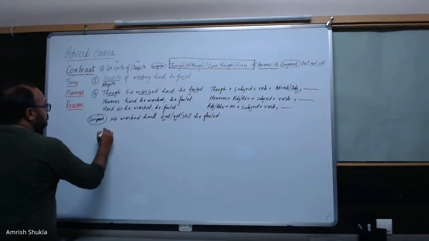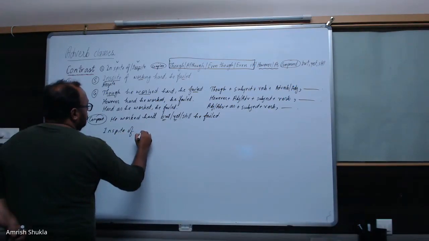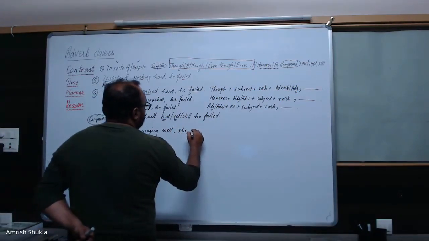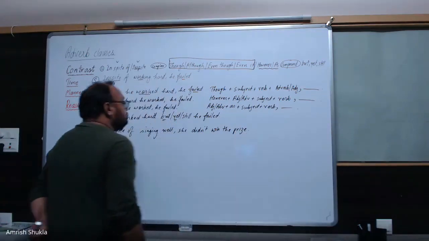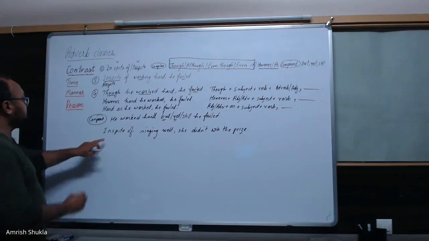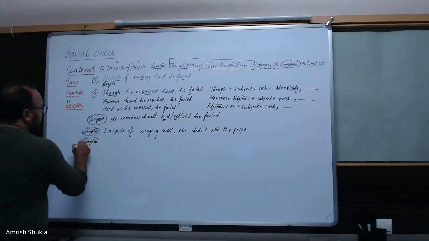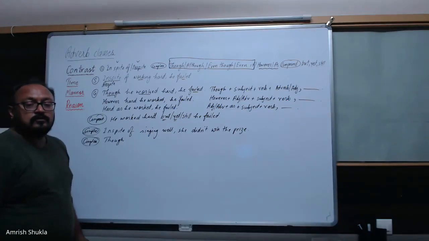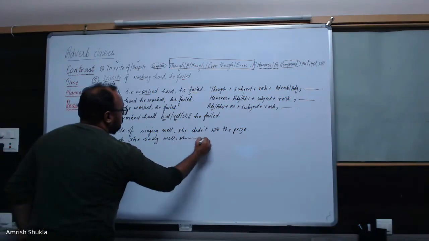Say, in spite of singing well, she didn't win the prize. Quickly tell me, if we use though, this is one sentence that is simple. If we want to make it a complex sentence, use though. Though, be quick, come on. Though she sang well, she didn't win the prize.